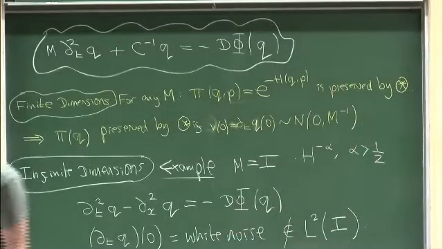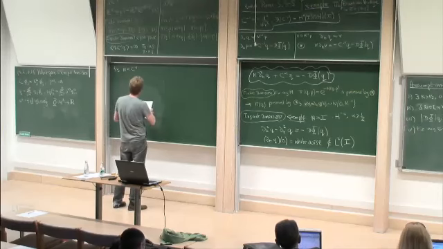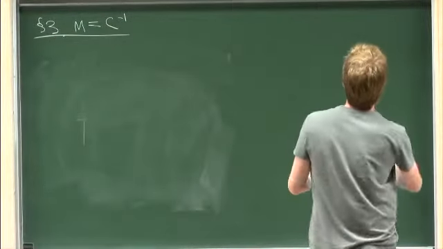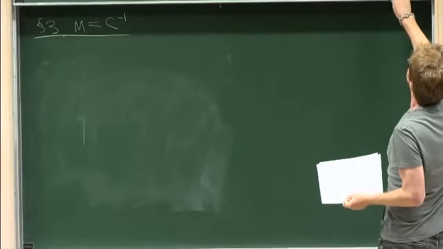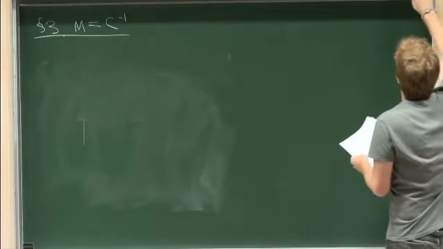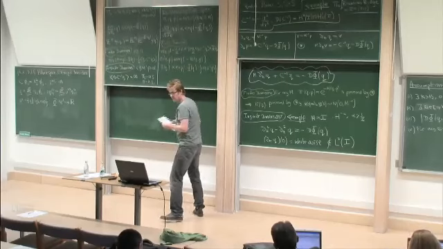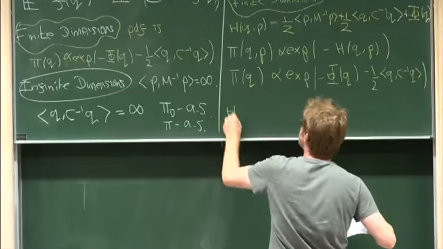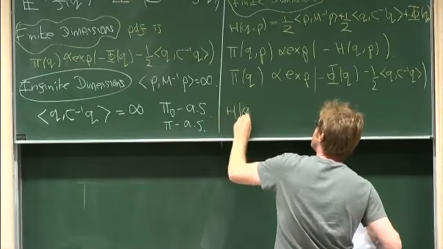Okay, so let me take M is C inverse, and let's proceed on that assumption. So why is this a good thing to do? What we're doing here is, let me just write this H in terms of Q and V, the positions and the velocities.